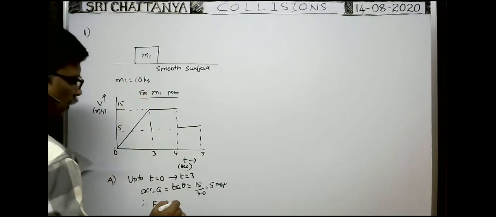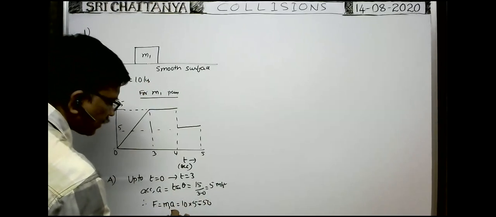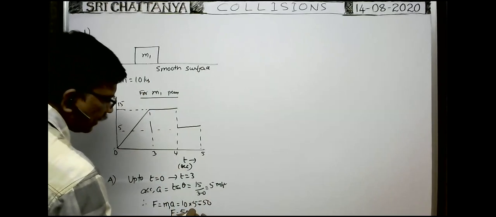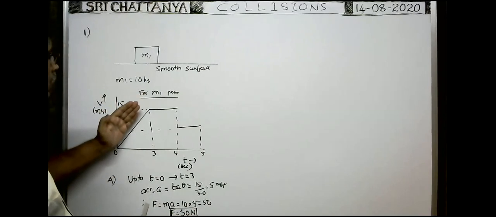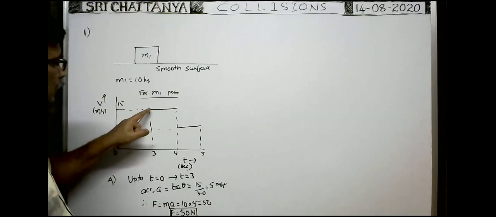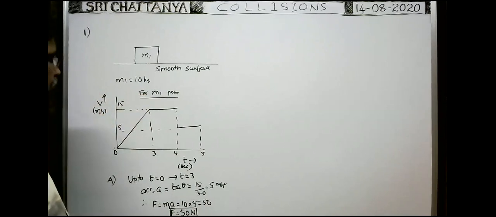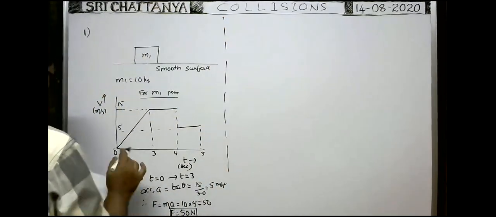The mass of this body, so m1 means 10 kg into a means 5, that is equal to 50. Therefore the force acting on the particle from 0 to 3 seconds is constant, which is equal to 50 Newton. So up to 3 seconds, the velocity goes on increasing, and at t equal to 3 seconds, the velocity of the body becomes 15 meter per second. Okay, now the first option is correct only, so this option is correct.